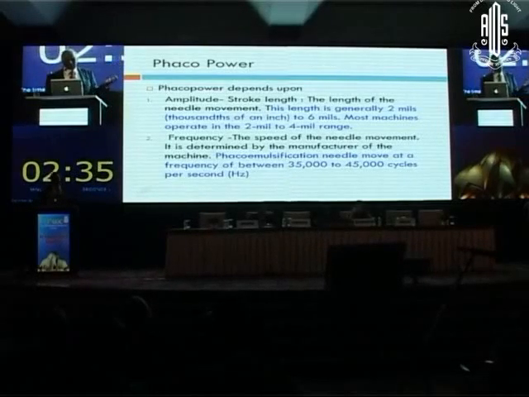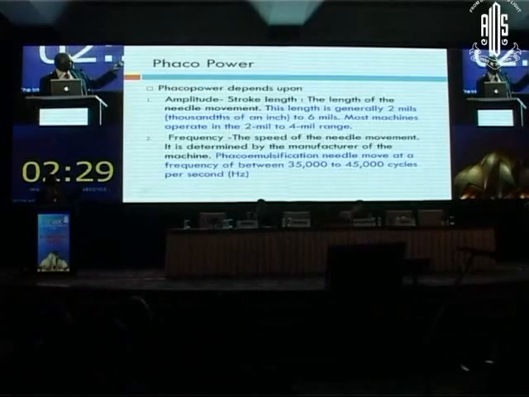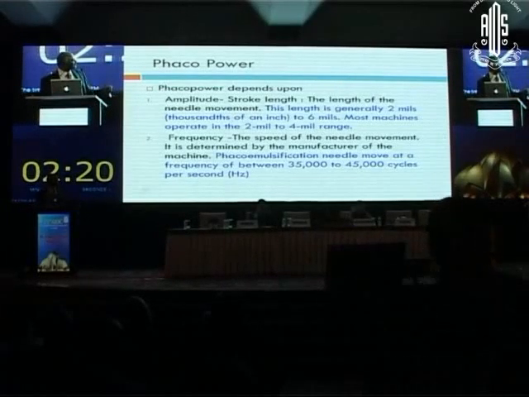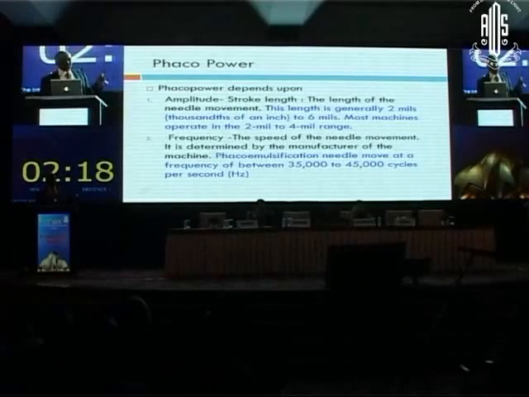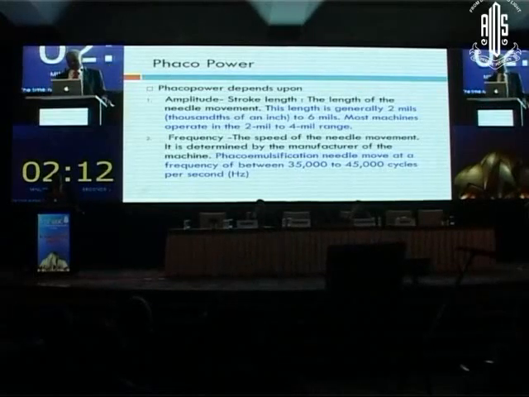So whenever you are purchasing a machine, it is very important that you ask how many mils is the length. The frequency, the speed of the needle movement, is determined by the manufacturer of the machine. The phacoemulsification needle moves at a frequency between 35,000 and 45,000 cycles per second, that is hertz. So this is the movement of the needle.